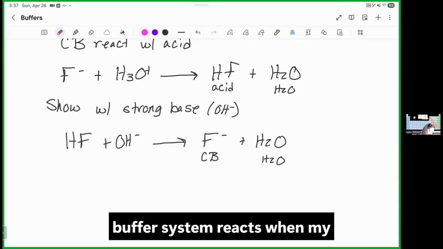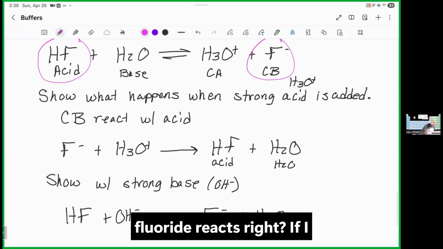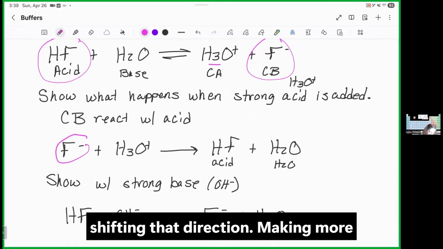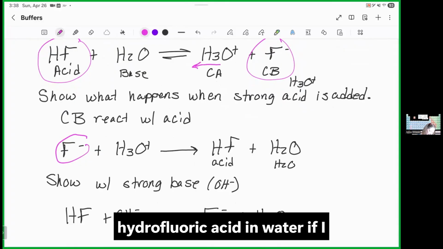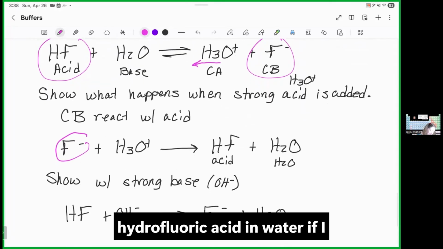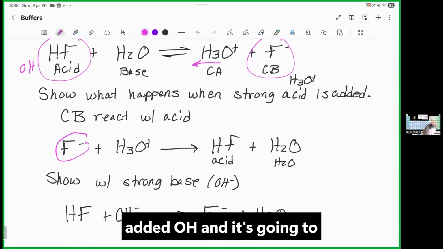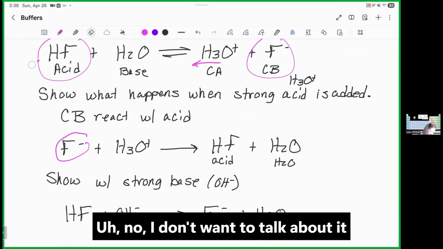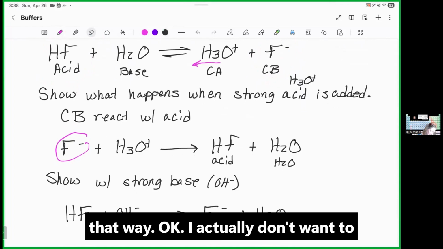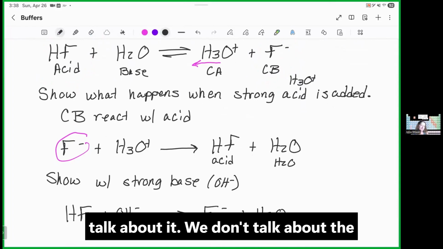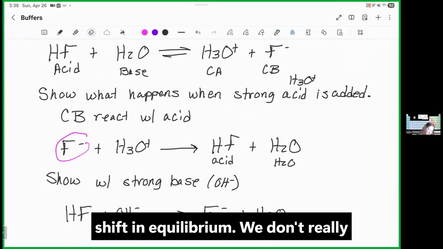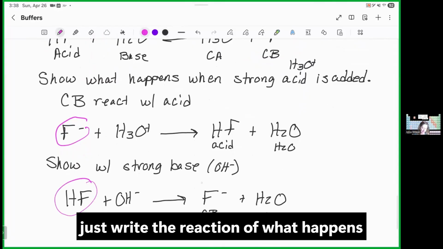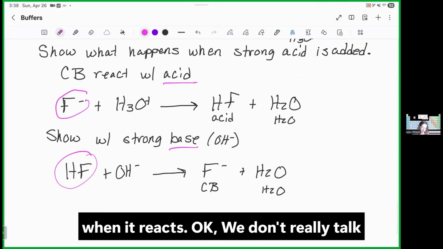So to recognize when the buffer system reacts, when my fluoride reacts, if I added acid, I would be making more hydrofluoric acid and water. If I added OH, it's going to react with that acid. Actually, I don't want to talk about it in terms of shifts. We don't talk about the shift in equilibrium. We actually just write the reaction of what happens when it reacts.